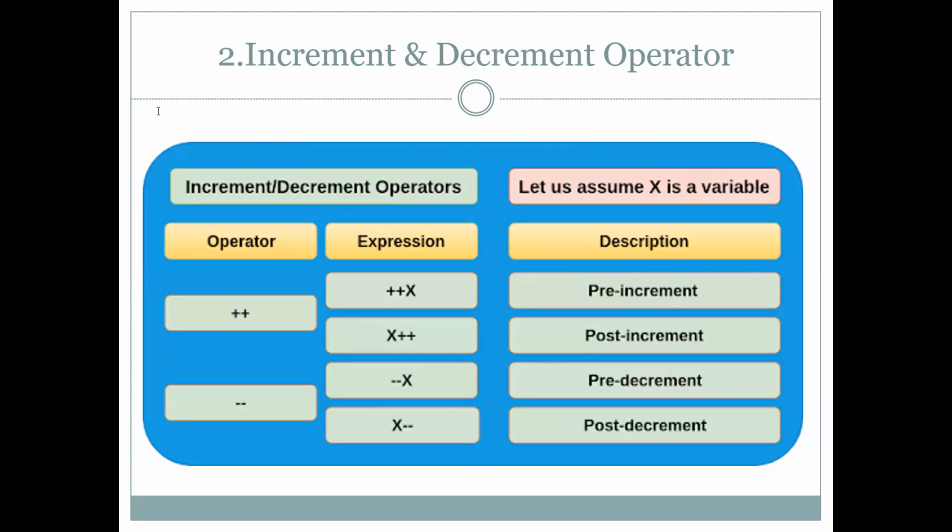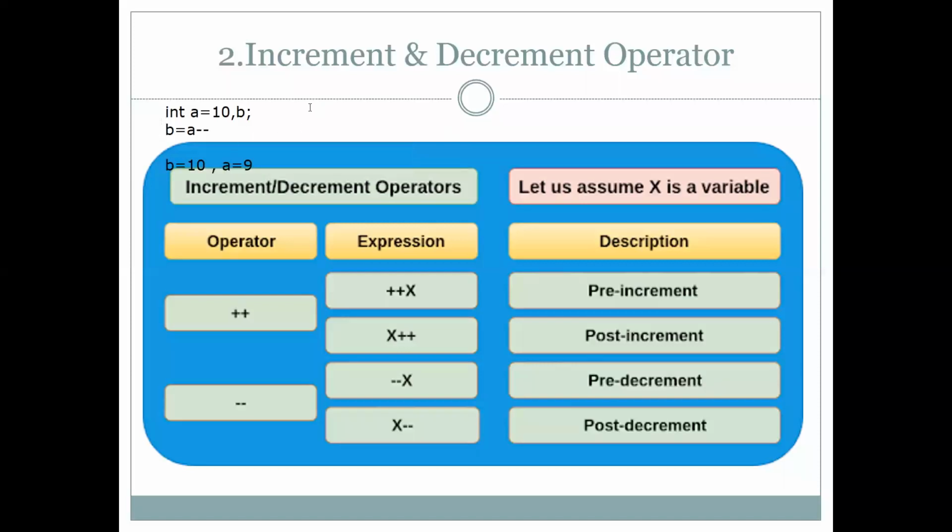So here, again have one variable. Variable A is 10. Then again variable B, and variable B is equal to A--. Right. So here, this is post-decrement. Means what happened? First it will assign the value of A to B. So my B becomes 10. And then it will decrease the value of A. So my A becomes 9.